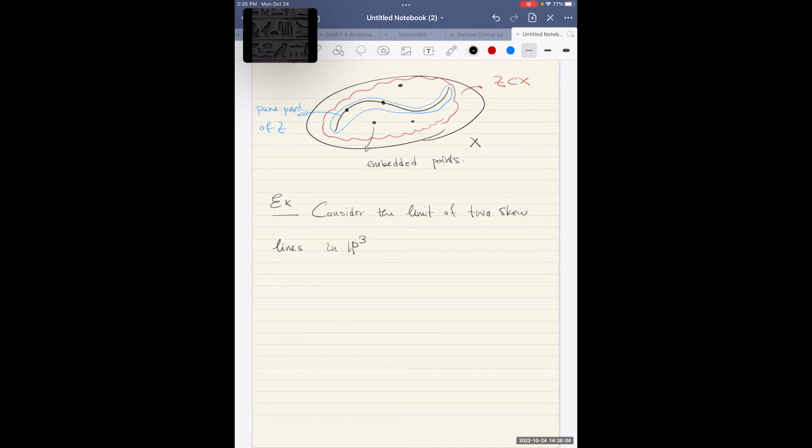So what's this story? Let us look at P3 locally. P3 locally looks like C3. So locally in P3, I pick one of the affine patches. P3 has the points (1, 0, 0), (0, 1, 0), and (0, 0, 1). It has these things.